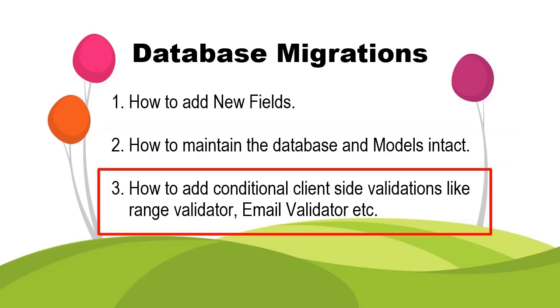Question number 3. How to add conditional client-side validations? For example, email validators, range validators, etc. These validators cannot be done at the table level. So, data annotations cannot be added to models by reading the table structure. No worries, we have two methods to maintain the database migration.